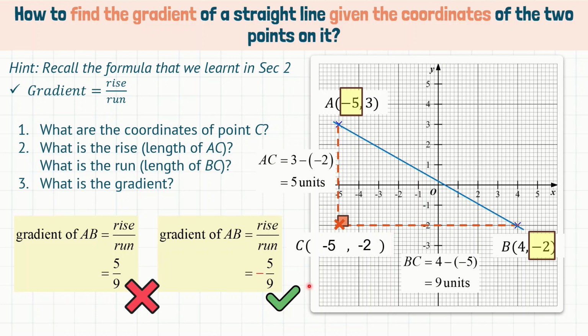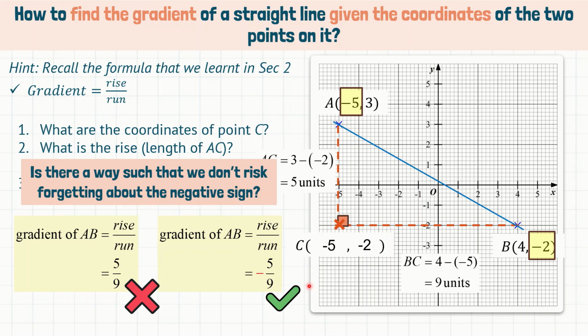So you may be wondering, why is it so troublesome? Why is it that I need to remember that upward sloping means positive, downward sloping means negative? Is there a much more efficient way such that I don't need to think about the negative sign? Is there a way such that we don't risk forgetting the negative sign and then getting our answer wrong? We want a more efficient method. We want a better formula.